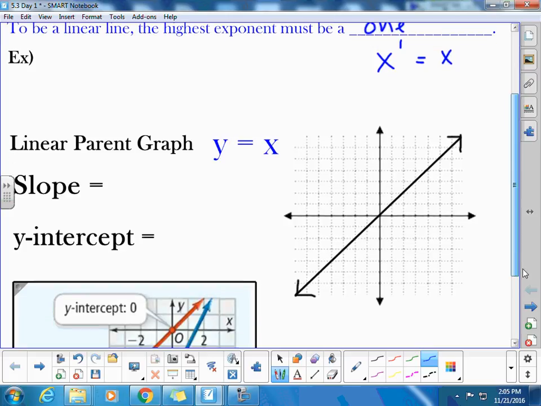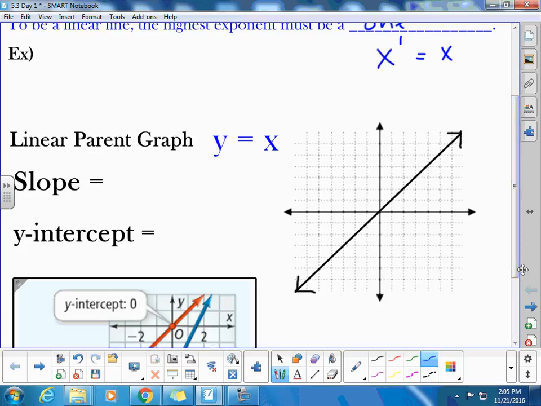So here's the parent graph. Parent graphs are the most basic representation of that graph. So the easiest graph of a line is y equals x. What's our slope? Well, I go from there to there, so I go up 1 over 1, up 1 over 1, up 1 over 1. So my slope is just 1 over 1, which is 1.